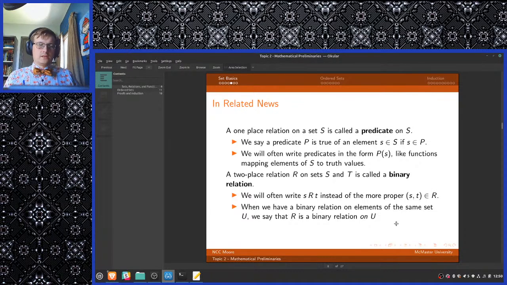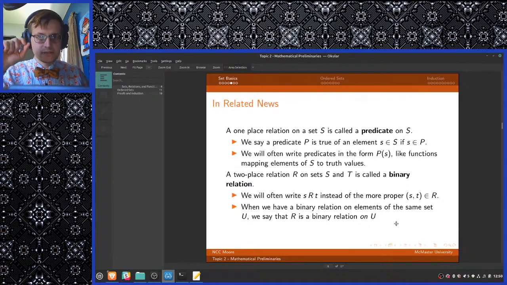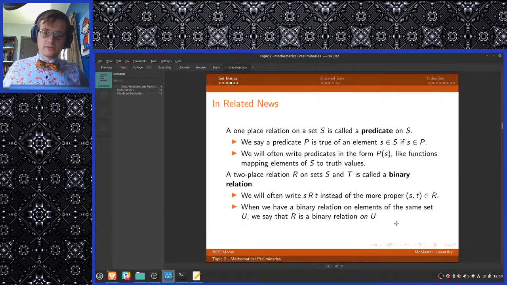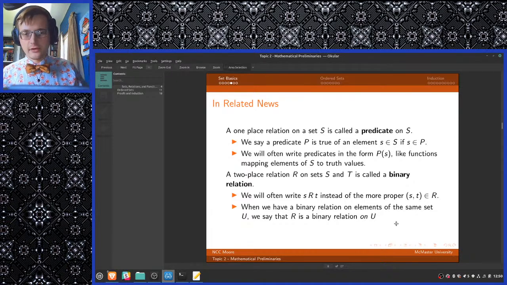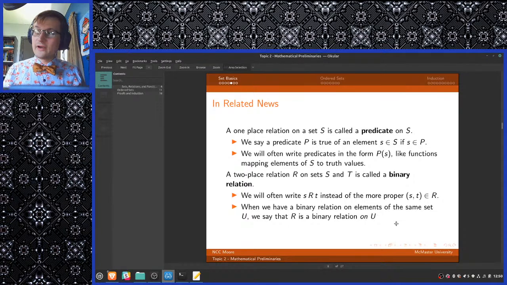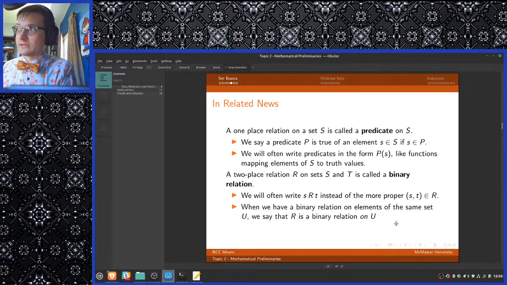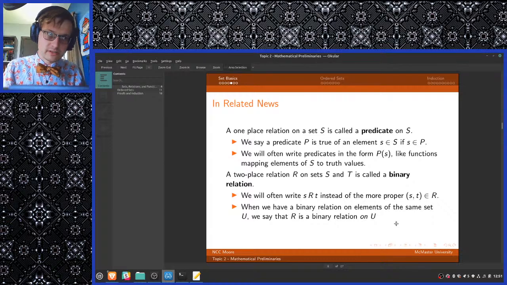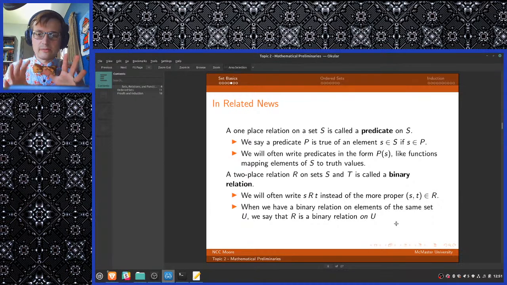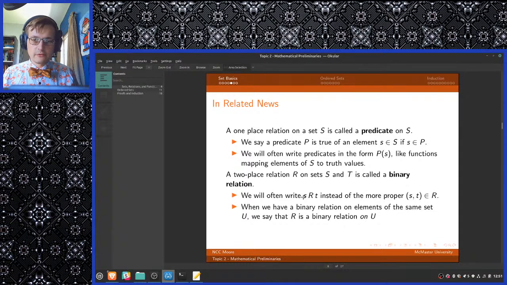Okay. So what I was trying to ask was, does the tuple have to have one element from every set in the collection? Yes. A two-place relation, R, on the sets S and T is called a binary relation. Binary relations are the most common ones that we'll deal with. Predicates are also quite common, but where we have a predicate, we will refer to it as a predicate and not a relation. And where we have a binary relation, we will refer to it as a relation. So it looks like we have mostly binary relations, but if you count the predicates as being relations too, then there you go. We will often write SRT instead of the more proper S, T in R.